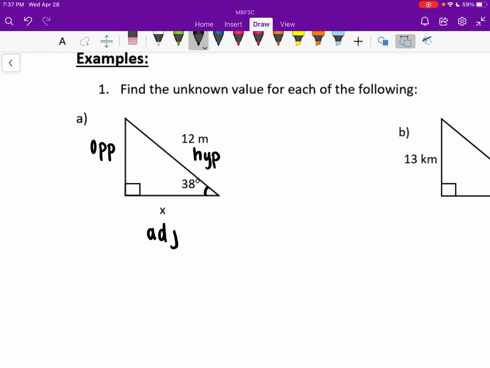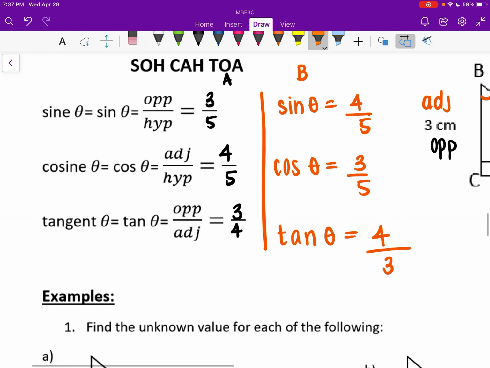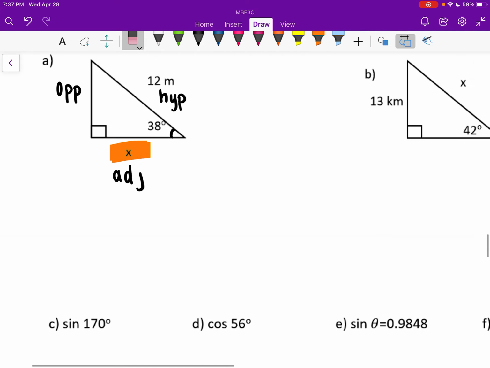Right? So if I go back and I look at this, I'm looking for x. I want to find out what the adjacent side is. I have an angle, I have the hypotenuse, and I have to find the adjacent. So in this situation, I'm just going to go back here and be like, okay, if I have the angle, so I have theta, I have the hypotenuse, and I'm looking for the adjacent. Cosine makes the most sense to use, right? So let's go down and use cosine.